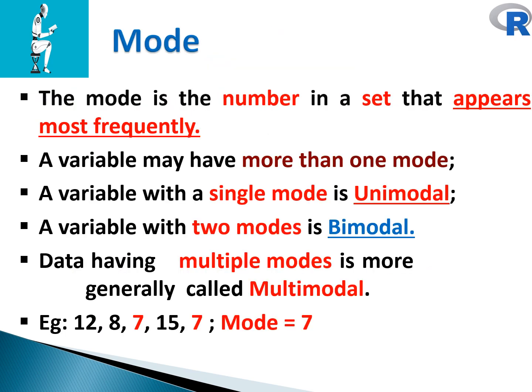The next is mode. Mode is the number in a set that appears most frequently. The most frequently occurring value is termed as the mode value. A variable may have more than one mode. A variable with a single mode is termed unimodal. A variable with two modes is termed bimodal. Data having multiple modes is more generally called multimodal. For example, in this data: 12, 8, 7, 15, 7, the most occurring value is 7. So in this data distribution, the mode is 7.